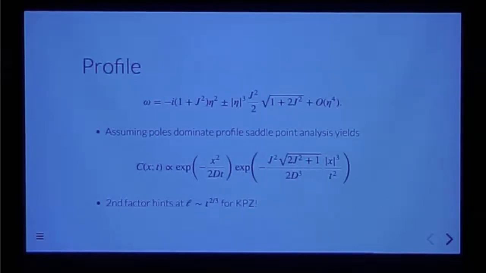One other thing you can look at is the profile, the diffusive profile. So if you assume that the poles dominate the correlation function, you can do a saddle point analysis, and you can find how the Gaussian spreading diffusion is modified by the presence of J, and you get this result here, which has a sort of rather tantalizing KPZ-ish like quality. It's got its mod x cubed over T squared, which looks a little bit like what you would expect from basic KPZ, but of course it's sitting on top of this diffusive behavior. So possibly a coincidence, possibly not.